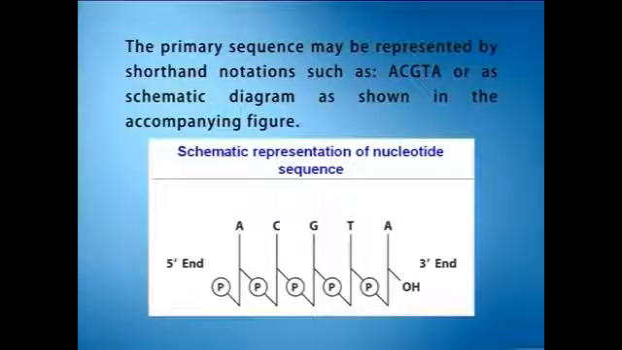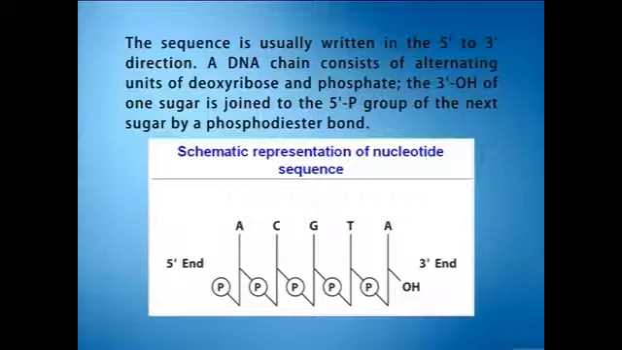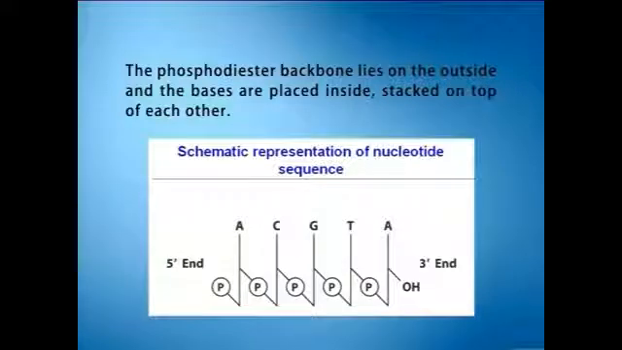The primary sequence may be represented by shorthand notations such as A, C, G, T, A, or a schematic diagram as shown in the accompanying figure. The sequence is usually written in the 5' to 3' direction. A DNA chain consists of alternating units of deoxyribose and phosphate. The 3' hydroxyl group of one sugar is joined to the 5' group of the next sugar by a phosphodiester bond. The phosphodiester backbone lies on the outside and the bases are placed inside, stacked on top of each other.